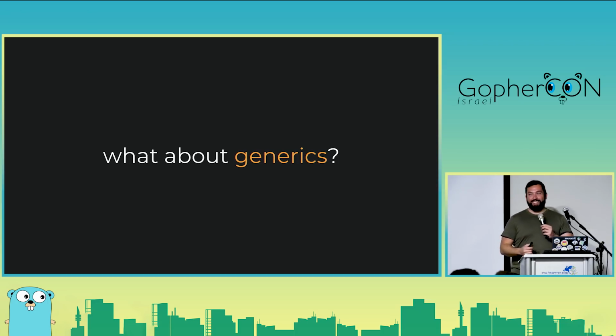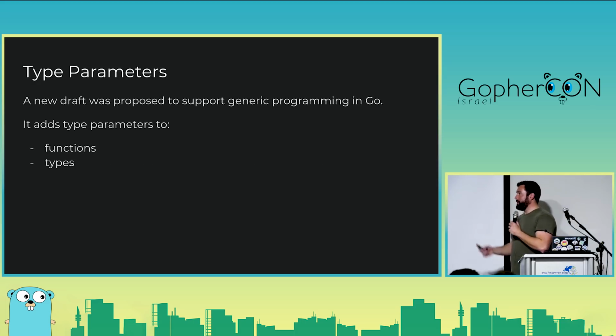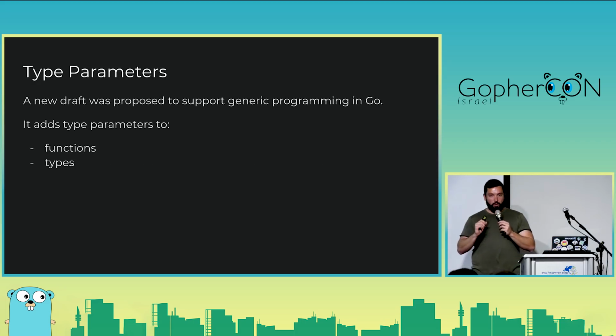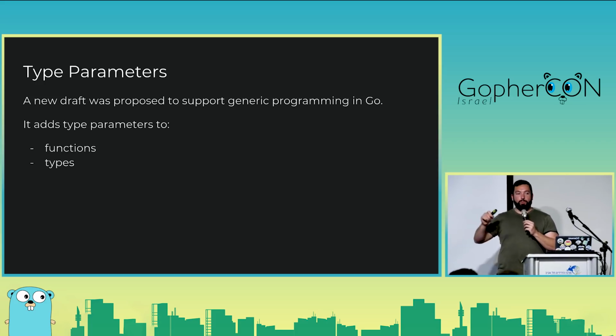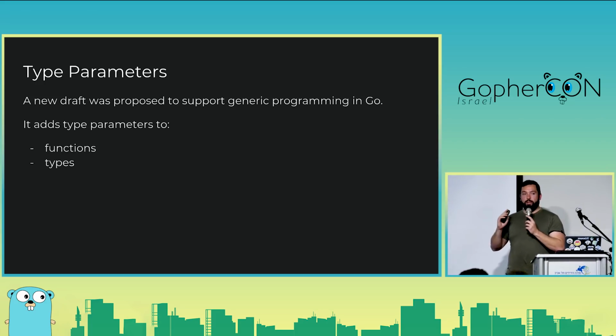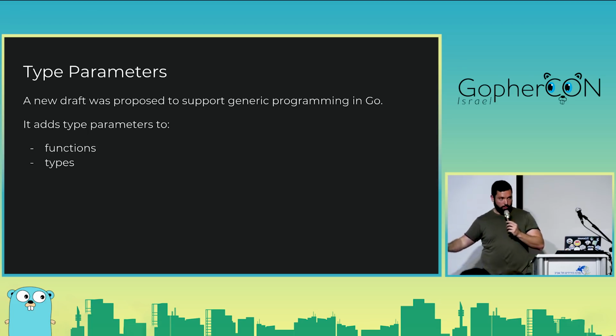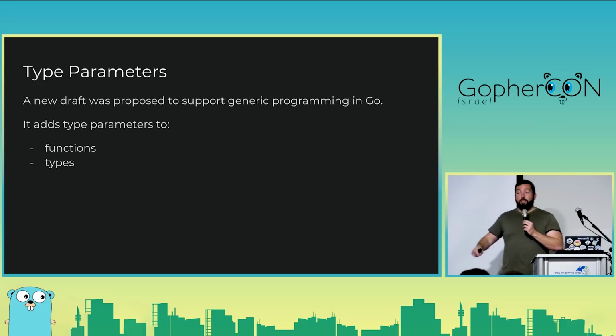So what about generics? I said we're going to be comparing it to generics, right? So generics in Go. There's a new draft proposed. A new draft proposed is not a proposal. A Go proposal is a very specific thing that might be accepted. A draft cannot be accepted. A draft leads into a proposal that then might be accepted. So we're really far from having this in production, but I think it's worth having a look at it.